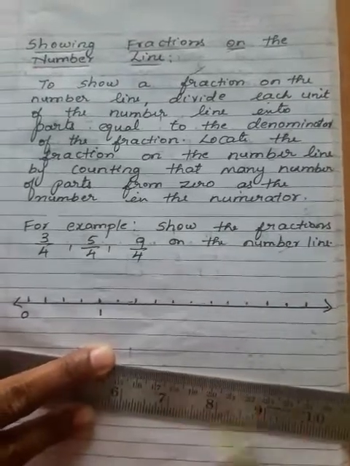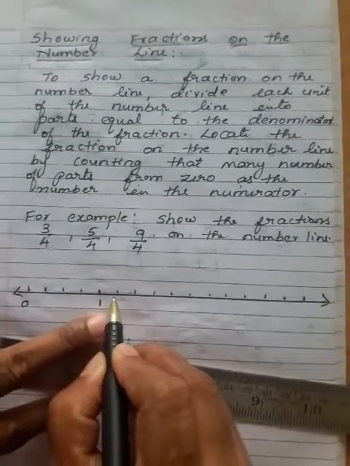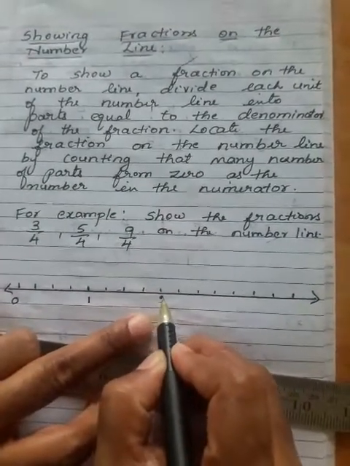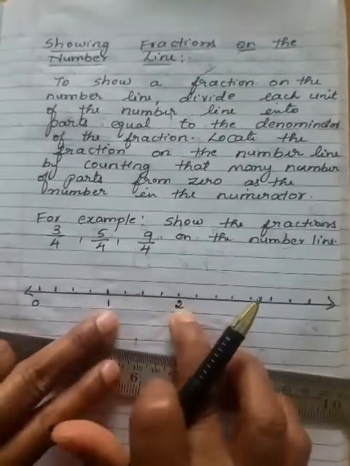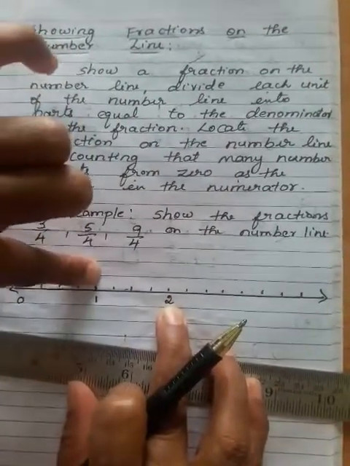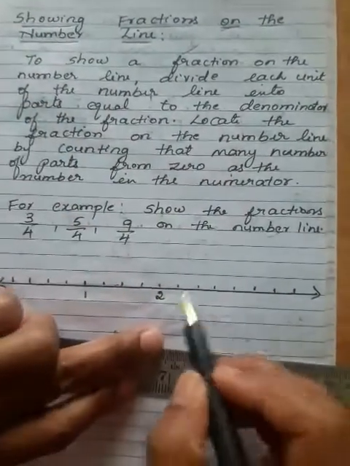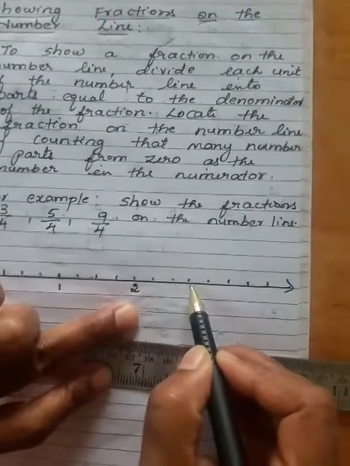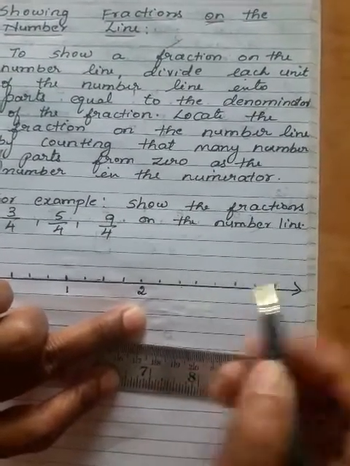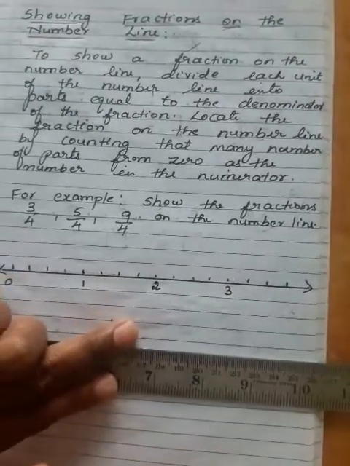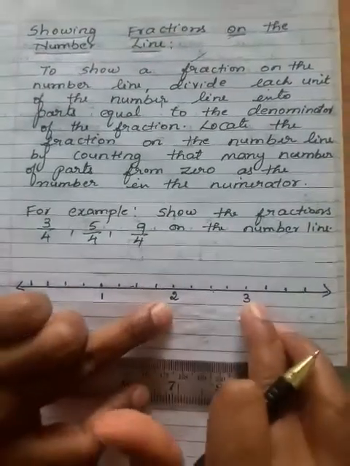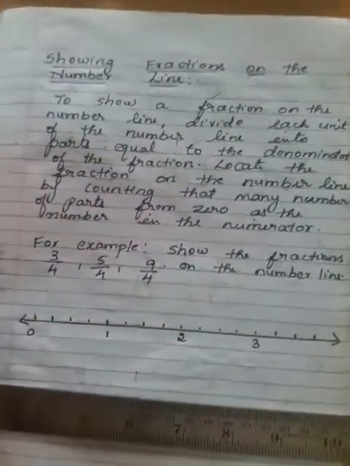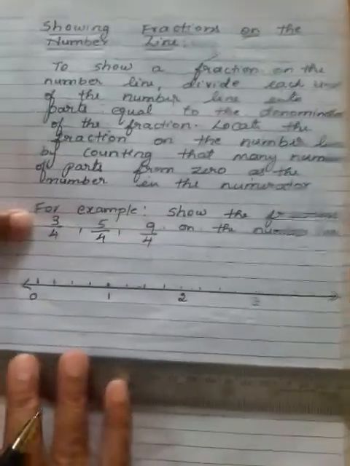Now second number. Where should I write now? Second unit. So again divide into 4 parts. 1, 2, 3, 4. So this is how much? This is 2. Correct? Again next unit is divided into how many equal parts? 4 equal parts. Now next, 3, where will it come? So 1, 2, 3 part, fourth part. So here 3. Correct? Understood? Again this unit is divided into how many equal parts? 4 equal parts. Now we can show this fraction on the number line.